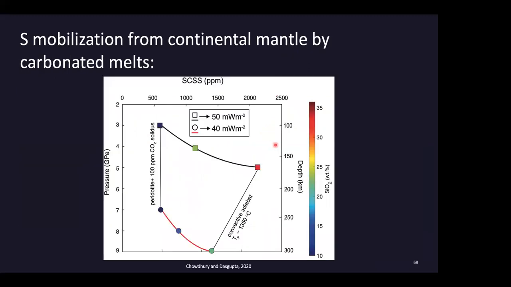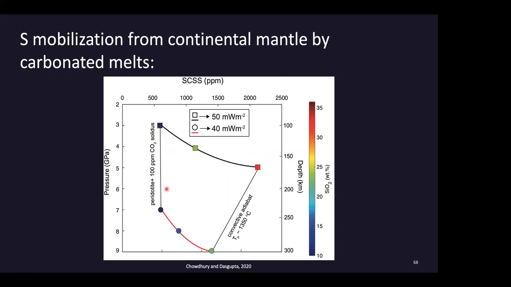When we look at continental mantle, this figure shows us the behavior of sulfur during carbonate melt present melting at continental mantle. This plot shows SCSS of carbonated melt along two conductive geotherms of 40 milliwatt per meter square and 50 milliwatt per meter square. In the deeper part of the geotherm, which is this red and this green, the SCSS is higher. Whereas when we go to shallower depths, the carbonated silicate melt changes to a carbonatite and the SCSS is lower.